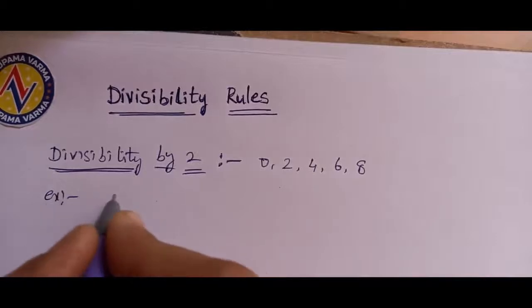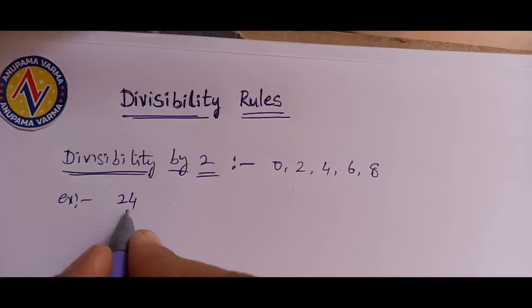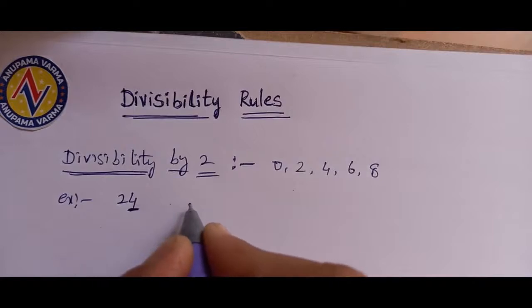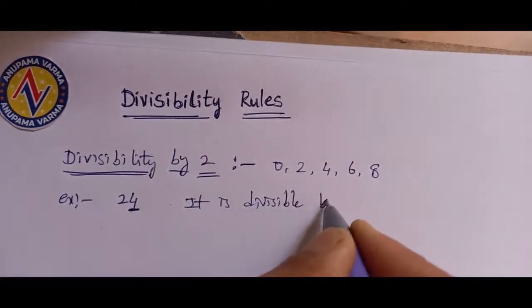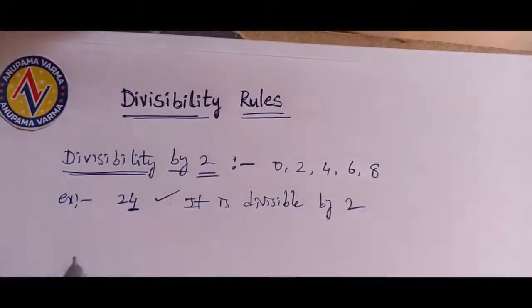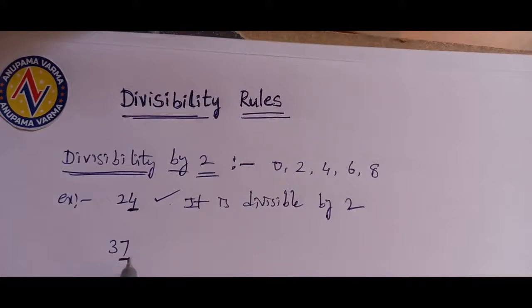Example, suppose 24. Here in its units place 4 is there. So it is divisible by 2. For example, 37. What is here in units place? 7. So it is not divisible by 2.